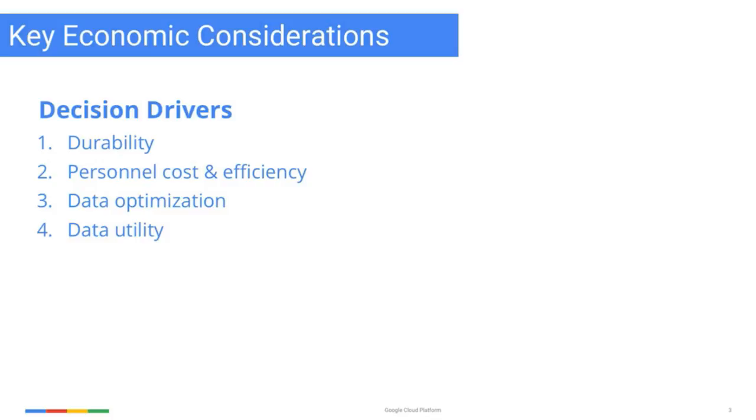Third, data optimization. I'll talk a little bit about this because this is one that is usually missed when talking about tape versus cloud. It's what you can do to remove redundant data, to remove garbage data, and to optimize the amount of data that, in fact, needs to be stored for a long period of time. And then close by thinking a little bit about data utility, right? So what's the greatest use you're getting out of that data that's stored long-term, whether it's stored in tape or stored in cloud? Those four things, I'll walk through as we talk over the next few minutes and wrap up at the end. Durability, personnel cost, data optimization, data utility.